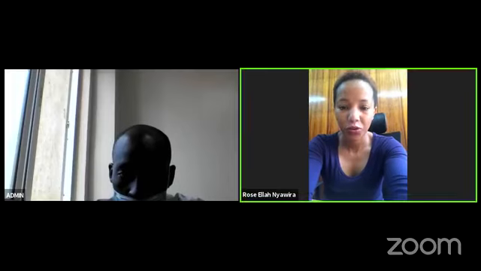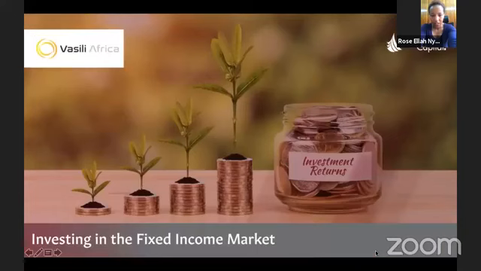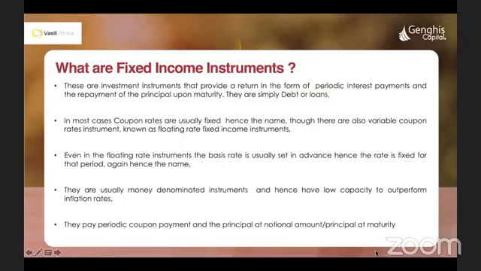Now, everyone can see? No. Technology. Always. Now we can see. Yes. Sorry, those are our technological issues that we are grappling with in this era of COVID-19.